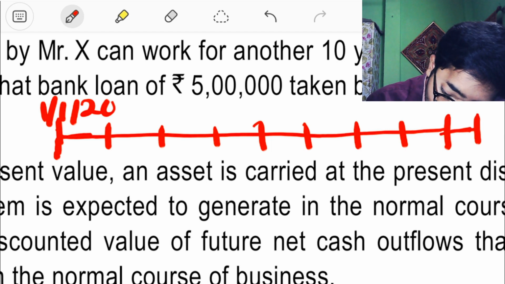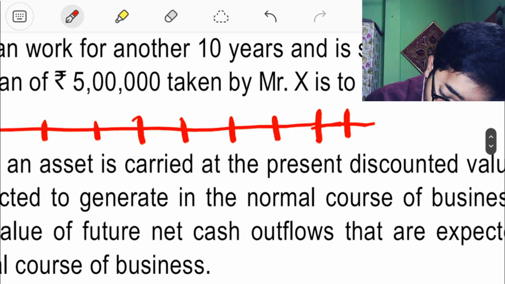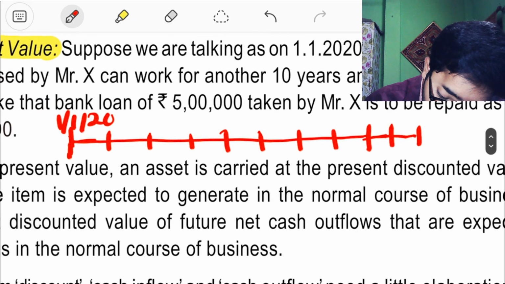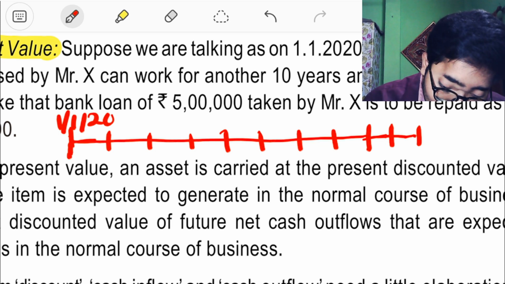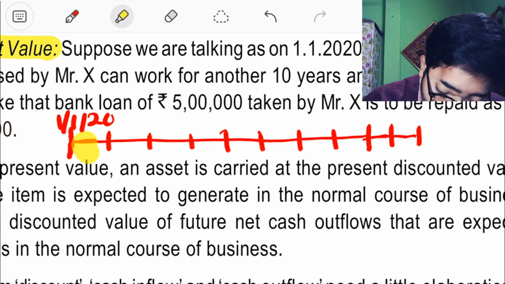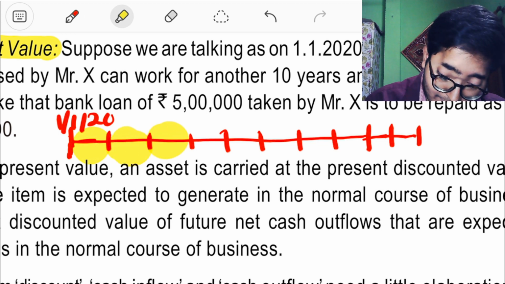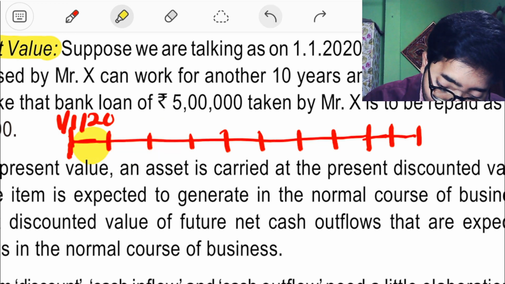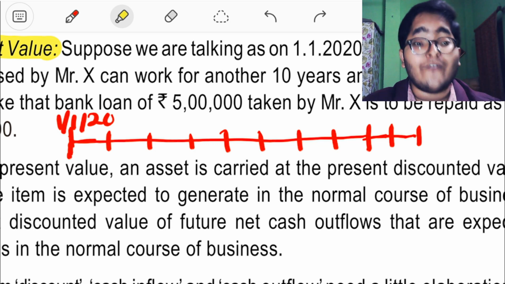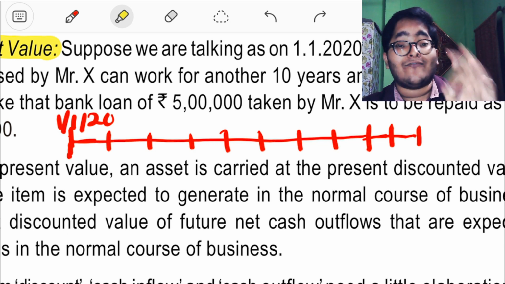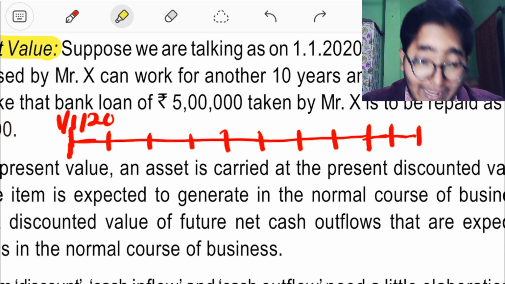9 and 10. I hope this is 1 2 3 4 5 6 7 8 9 10. Yes, 10 years. These gaps, this is a year, this is a year, this is a year. Take it as an example. As per the example, this machinery will run or will have a useful life of 10 years.